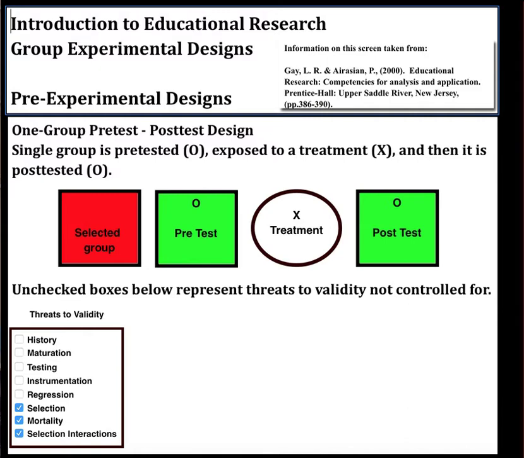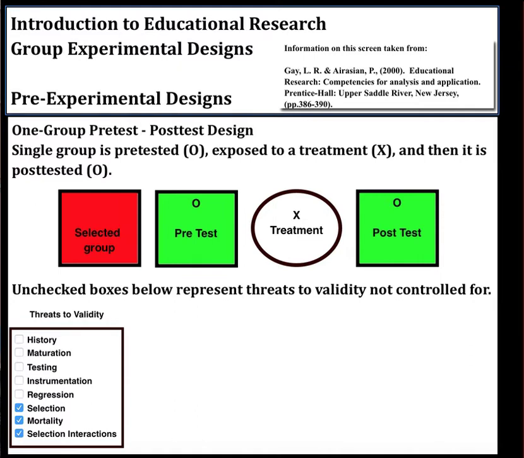This design controls for some areas of invalidity not controlled for by the one-shot case study design, and you can see the checked blue boxes on the bottom left of your screen, but many threats are not controlled for. If participants score better on the post-test than on the pre-test, it cannot be assumed that the treatment was the reason for the better post-test performance. The threats of history and maturation are not controlled for.